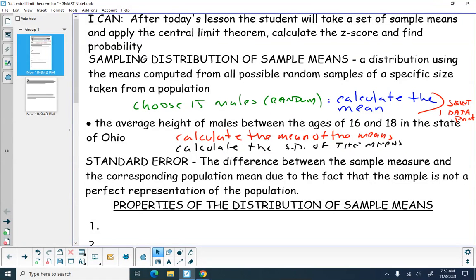Because it's going to be close enough for them. They can still make predictions. They can still make guesstimates that are pretty accurate, estimates based on these data values. And if you have a little bit of an error, so be it. That's the difference between statisticians and mathematicians.